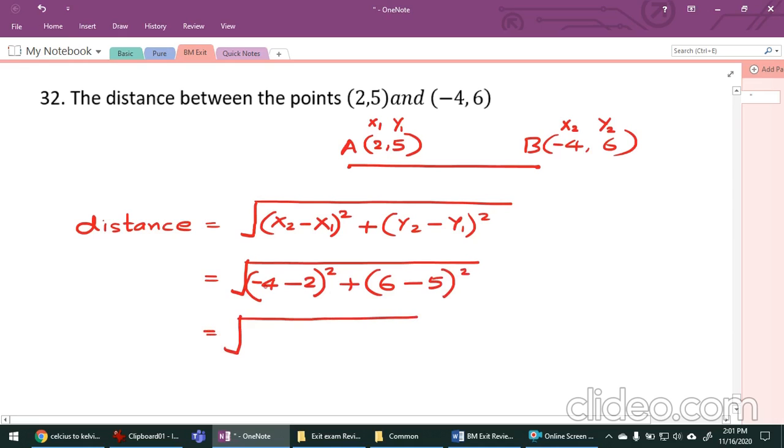What is minus 4 minus 2? Minus 4 minus 2 is minus 6, square, plus what is 6 minus 5? It is 1 square. Equal to square root of: minus 6 square is plus 36, plus 1 square is 1. Equal to square root. What is 36 plus 1? 37. So this is the answer.